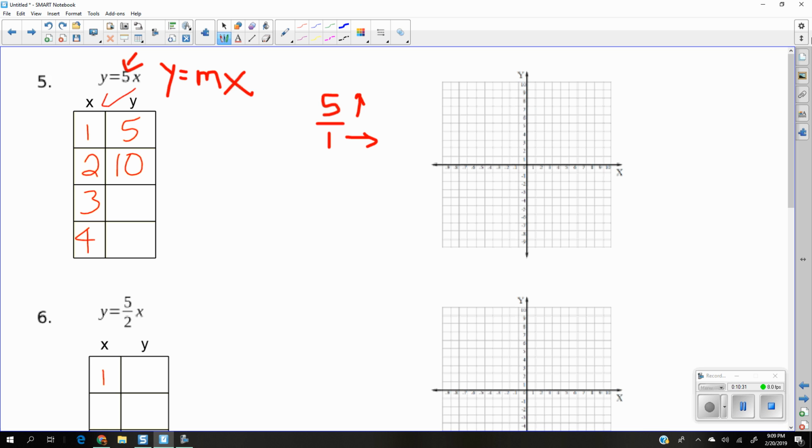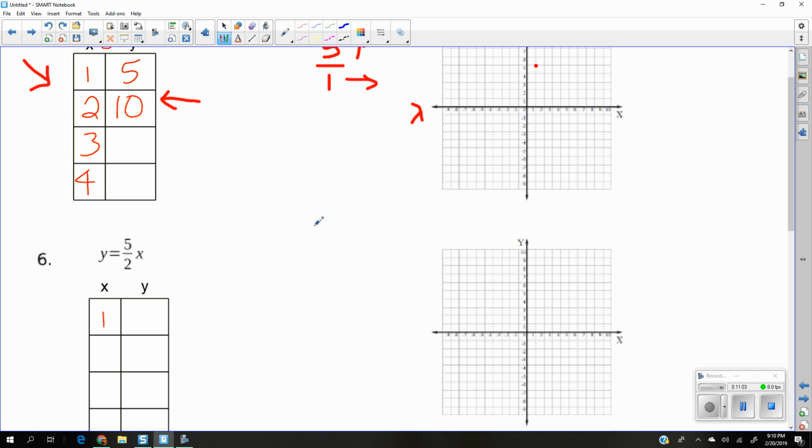Oh, why is this mouse not working? And plot our point. Up 5: 1, 2, 3, 4, 5, and across to 1. Now notice, see how this is on the 10, and it's also on the 2. Well, look over here. It worked out perfectly. So slope can be found in both a table and a graph. All right, so go ahead and finish these, and I want you to go ahead and plot those points.